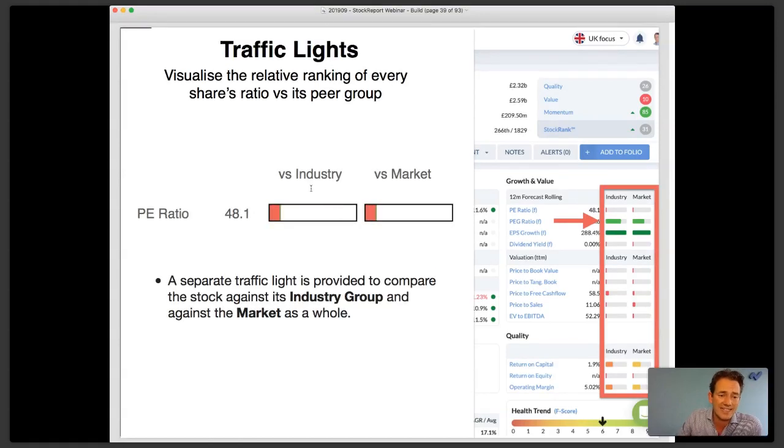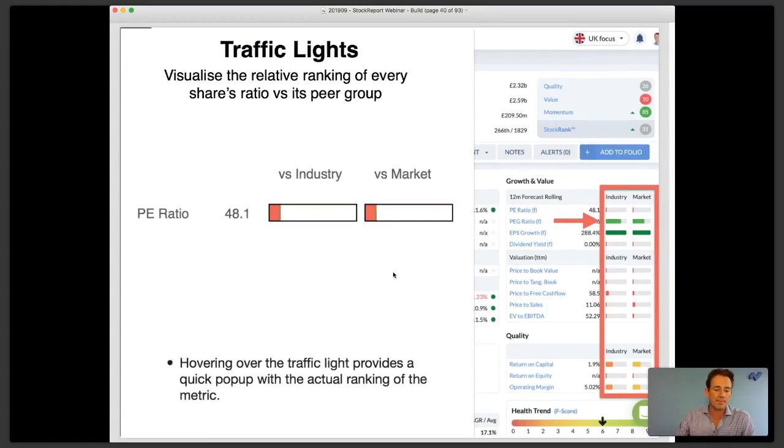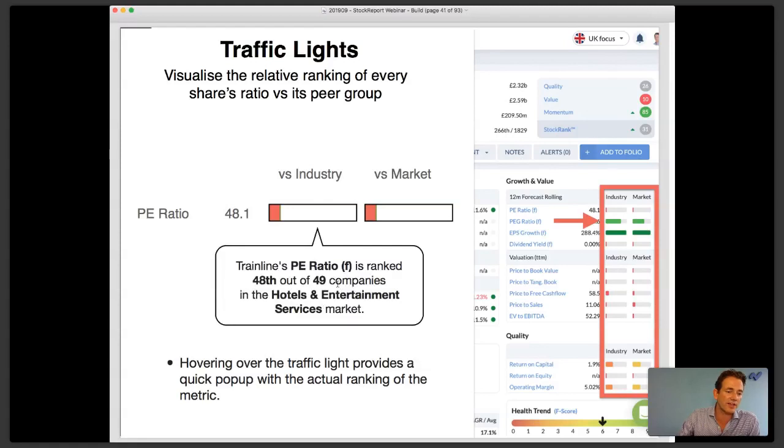And they're also ranked against the industry of the stock and the market as a whole. So that's why we give two of them. So you've got the industry here and the market. And if you hover over one, you get this little pop-up, which will show you how it actually ranks against everything in that industry. And that's an ordinal rank. So if it's bad, it'll be 48th out of 49. I know people sometimes get a little bit caught out on the difference between ordinal and percentile ranks, but anyway, that's the way it works. So I think you can agree these are particularly useful.